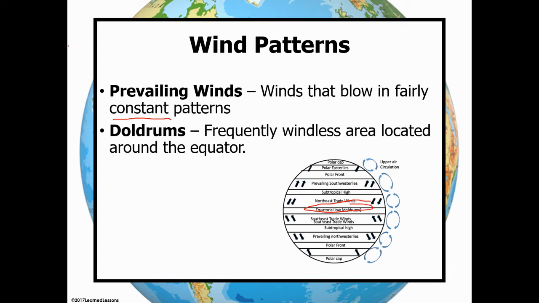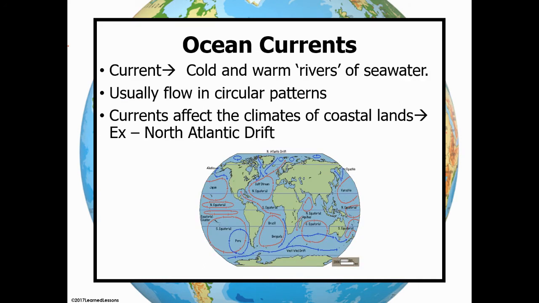So then we combine wind patterns with ocean currents. So currents are cold and warm rivers of seawater that usually flow in circular patterns. So you can see here it's flowing in patterns. Red means hot, obviously. Blue means cold. And this is going to affect the climate of coastal areas. It's not really going to affect the insides of these continents. It's only the coastal area, okay? It's only where that ocean hits.